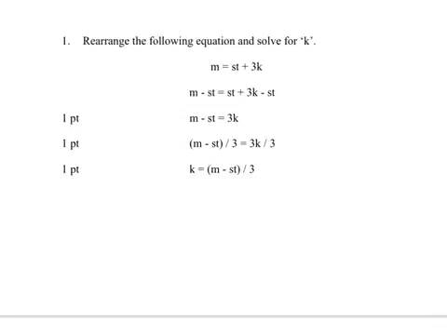When we grade tests and quizzes, we're looking for particular steps. That's where that showing the work comes in. So here you see there was 1 point for getting to the point of the m minus st equals 3k. That st was subtracted from both sides. Another point was awarded for dividing both sides by 3. The last point is typically for the final answer.